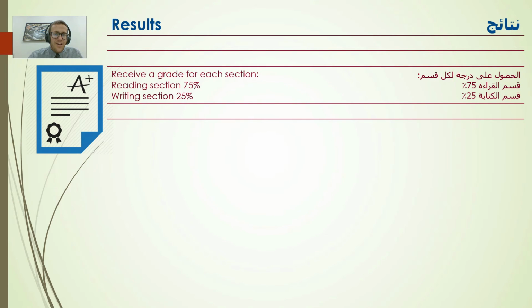You will receive a grade for each section. So reading, which was grammar, vocabulary, sentence builder, cloze, reading, all those sections are worth 75% of your score, whereas the writing section is worth 25%. So you put a lot of time and effort into the reading and it's worth 75.